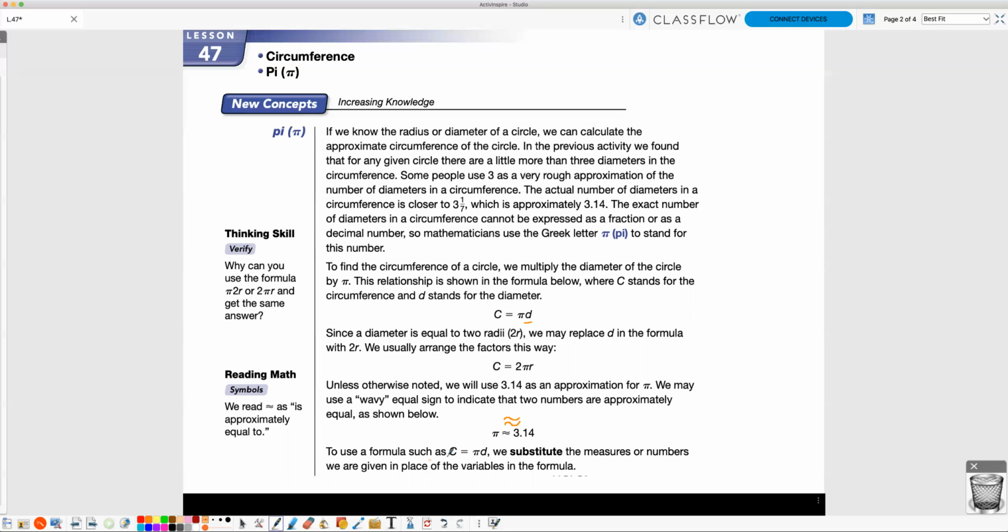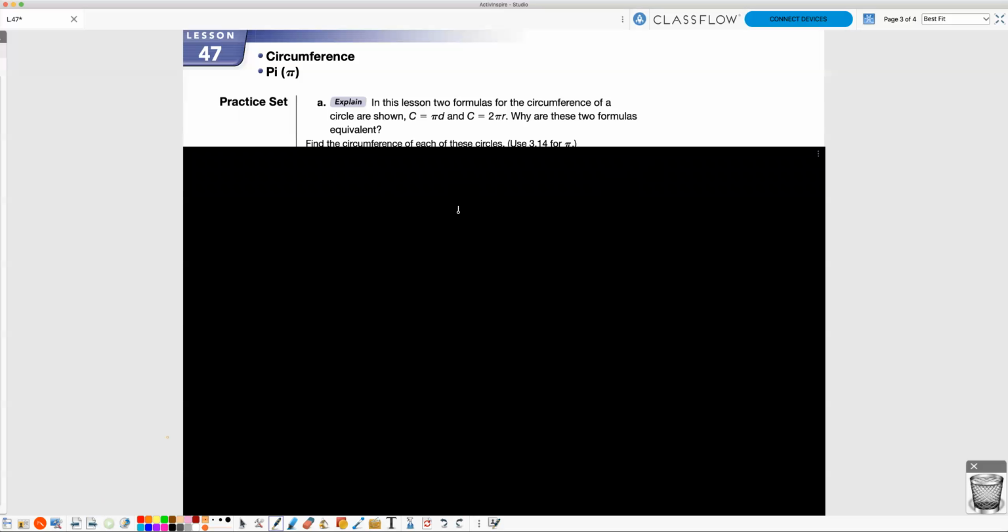So to use a formula such as circumference equals pi times diameter, we substitute the measures or numbers we are given in place of the variable in the formula. So for practice set A, let's look at this one. In this lesson, two formulas for the circumference of the circle are shown. You have circumference equals pi times diameter, and circumference also equals 2 pi r. Why are these two formulas equivalent?